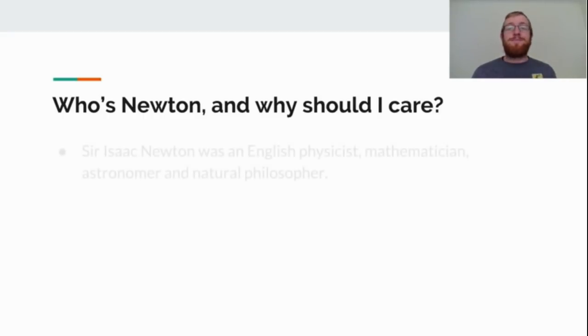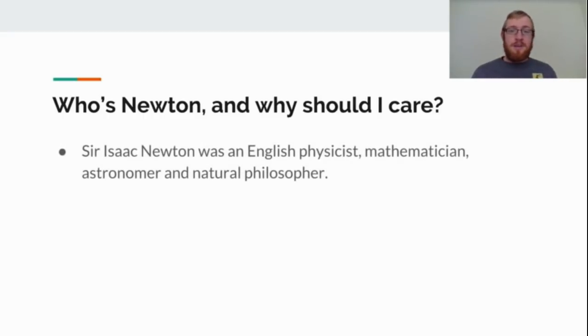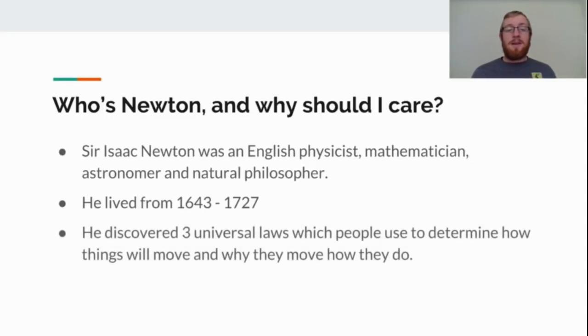It's a good question. Sir Isaac Newton was an English physicist, mathematician, astronomer, and natural philosopher. He lived from 1643 to 1727, which is interesting. That's almost 300 years ago now. And he was interesting because he discovered 3 universal laws which people could use to determine how things would move in a given situation and explain why things were moving in the way that they were.